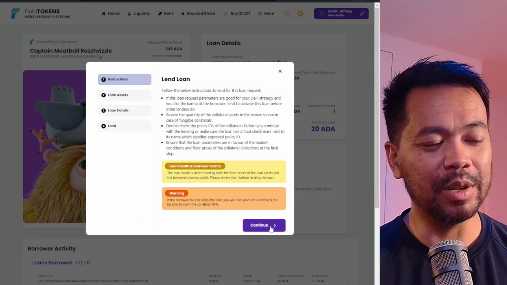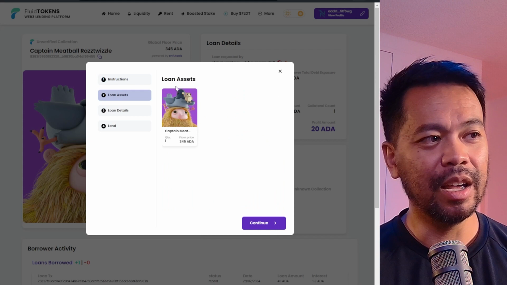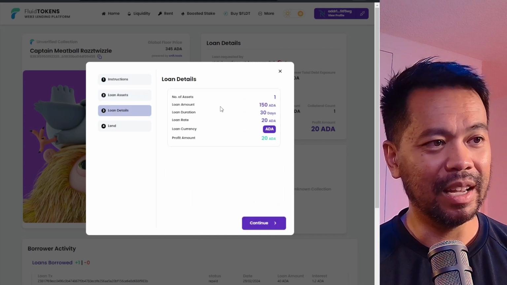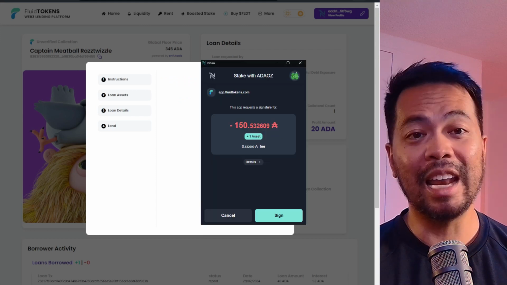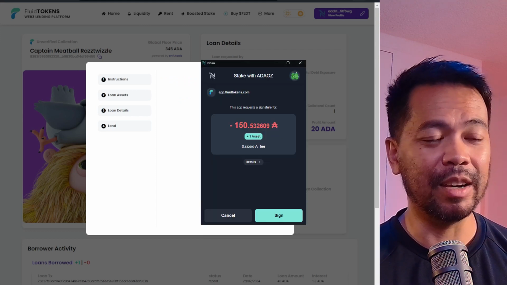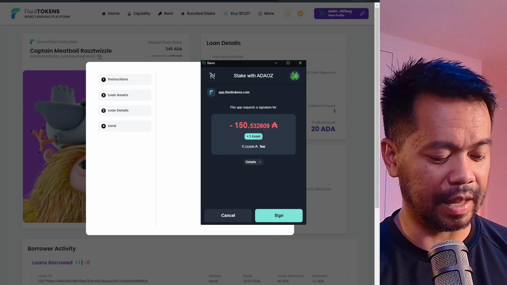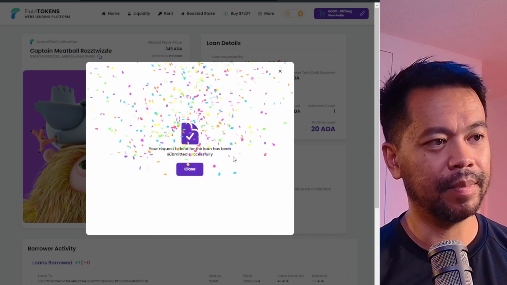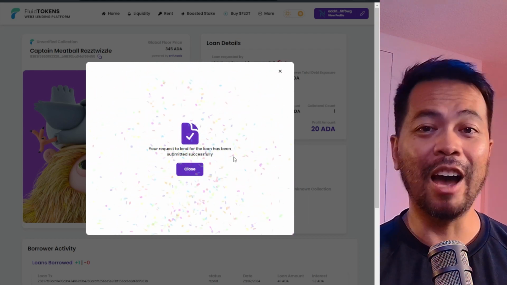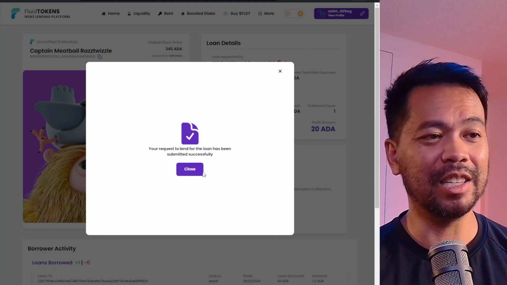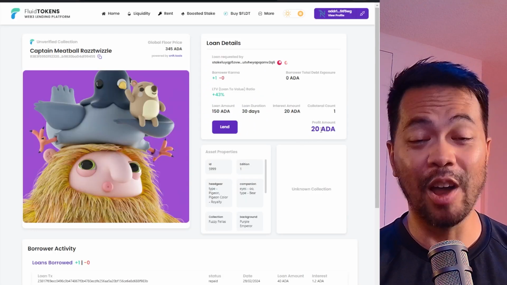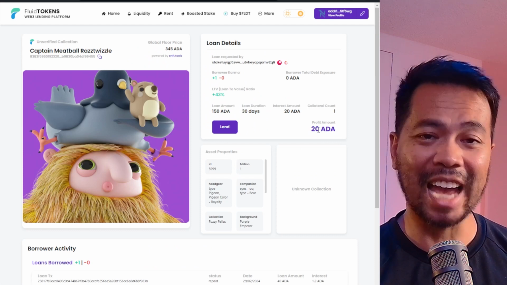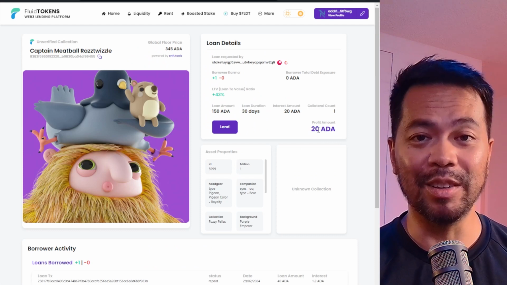So I'll go through the process here, click on continue. The loan to asset looks good. So all the parameters here look good. Click on continue. Now this will prompt a transaction for me that I need to sign. So let me just sign that transaction. And there we go. I've now lent out the ADA to this particular user, and by the end of this loan, I'll get a nice profit of an extra 20 ADA back for providing ADA on this loan.